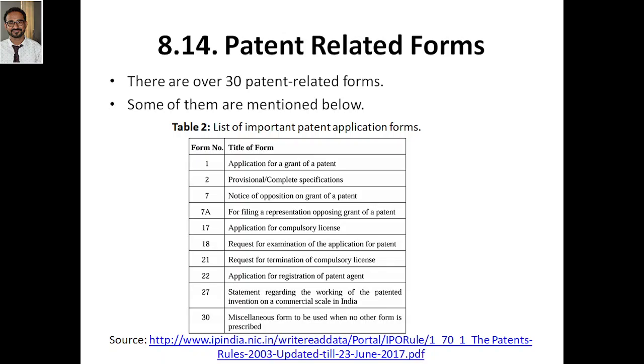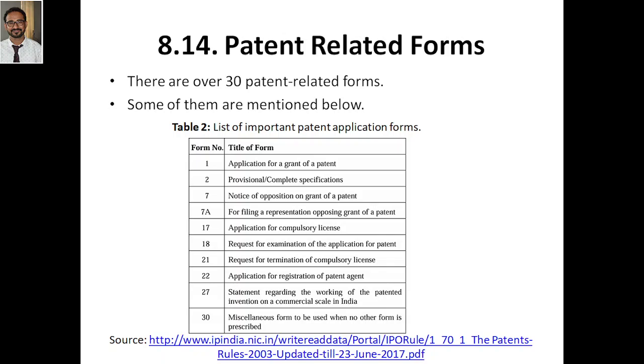If somebody is asking for a compulsory license, then I can say that no, it has already been commercialized, so I would like to register to terminate this compulsory license. Next, Form number 22, application for registration of a patent agent. Patent agent registration also has to be done if you are going for an agent or IP attorney. Next, the statement regarding the working of the patented invention on a commercial scale in India, for that you can go for Form number 27.